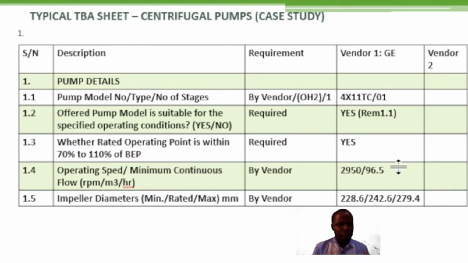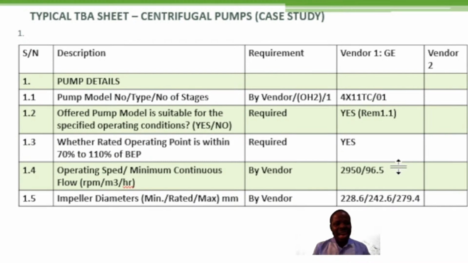What is the minimum continuous flow for this intended equipment that I'm about to purchase? 96.5 cubic meter per hour. For vendor 2, what is his own data? For vendor 3, what is his own data? For vendor 4, what is his own data? All right. So this information, if it is not provided, you will say not provided, because these conditions will eventually affect the vendor's offer, the vendor bid, by the time you are making your final decision on the respective vendor to go for.